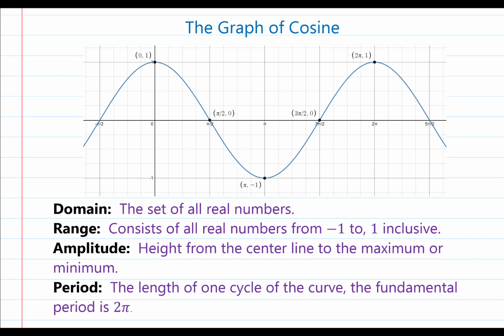So what we see here on the graph is that the domain is the set of all real numbers. While there are no arrows on the ends of my curve, there should be, and that means it's going to continue in the same pattern to infinity and also negative infinity.